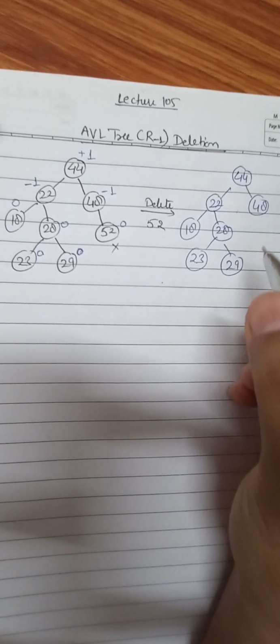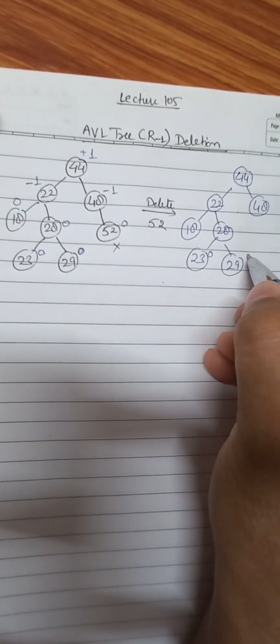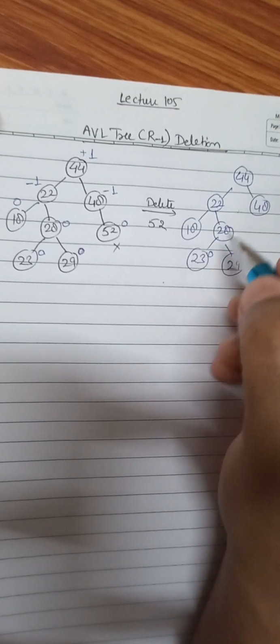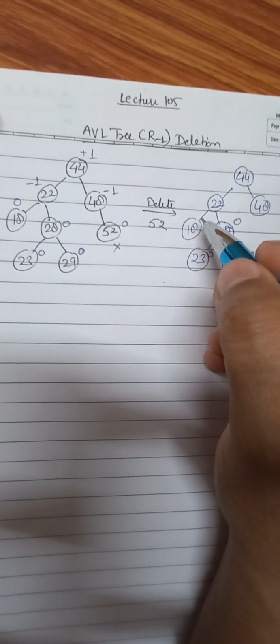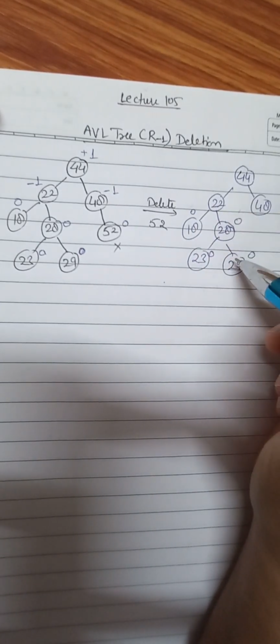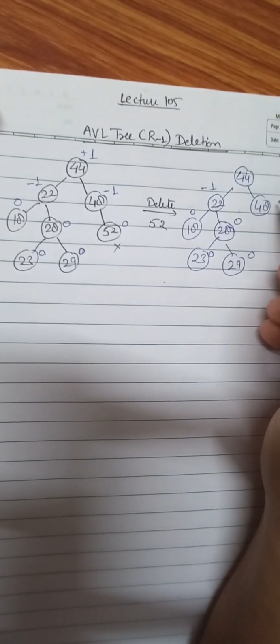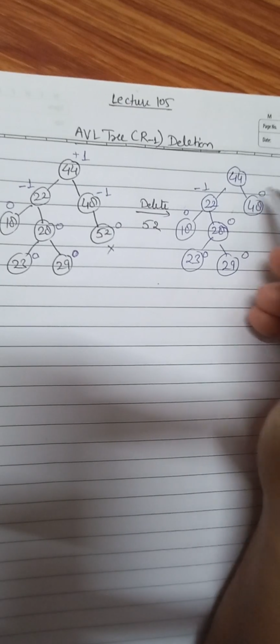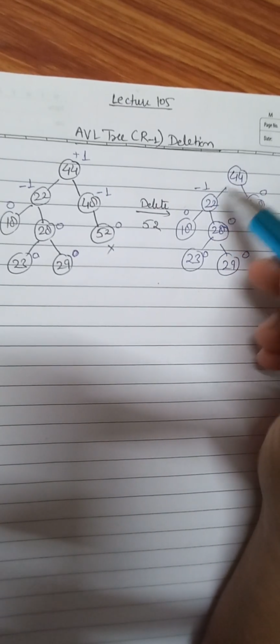So again we will cross check the balancing factor. 23 has no child, so 0. 29 has no child, so the balancing factor is 0. 28 has one on the left and one on the right, so +1 -1 is 0. 18 has no child, so the balancing factor is 0. 22 has one on the left hand side and two levels on the right hand side, so +1 -2 is -1. 48 has no child, so the balancing factor is 0. 44 has three levels on the left hand side and one level on the right hand side, so +3 -1 is +2.